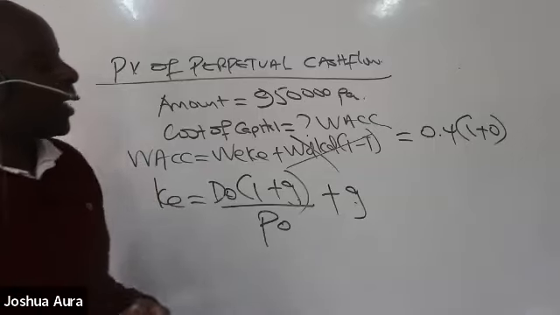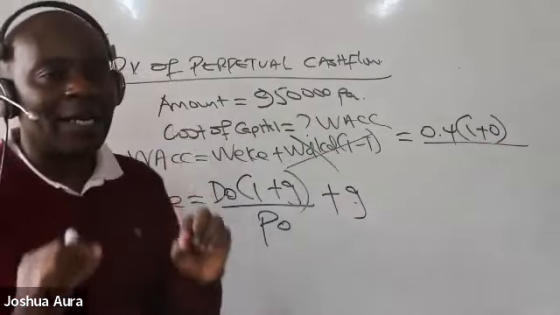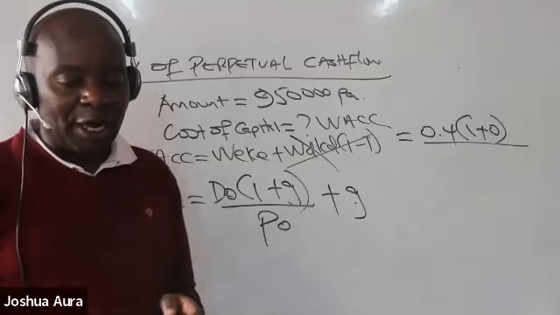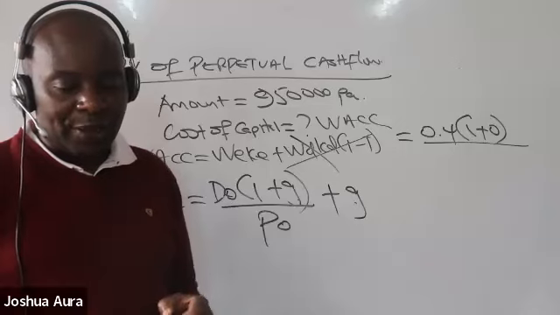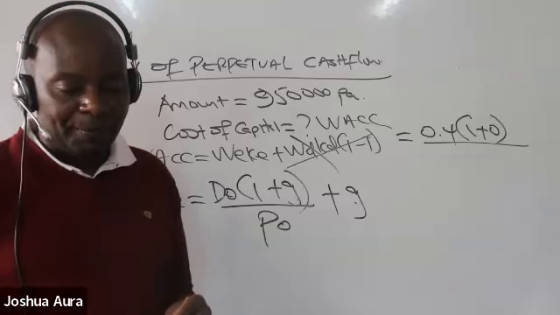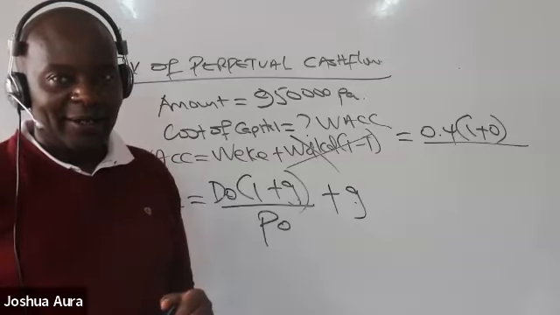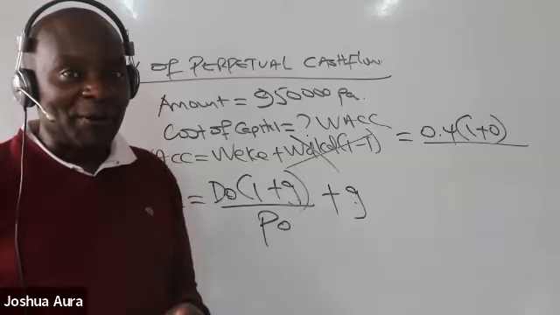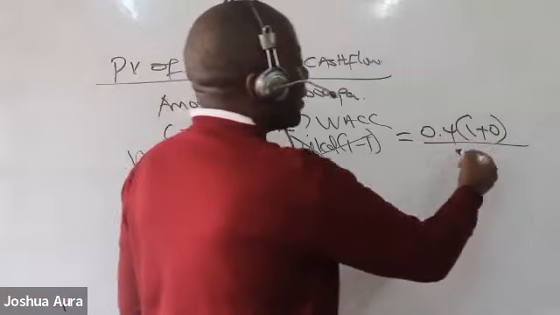All right. Then come here and give us the P0. P0 is the current market price per share. Is there somebody who is able to see the current market price per share? How much are we selling these shares at the moment? 20. Thank you very much.